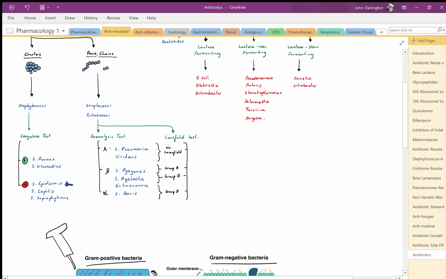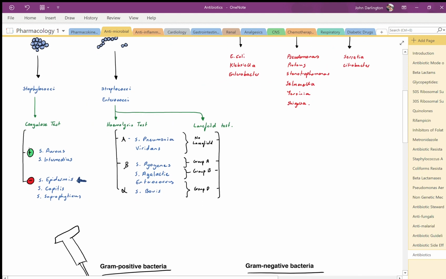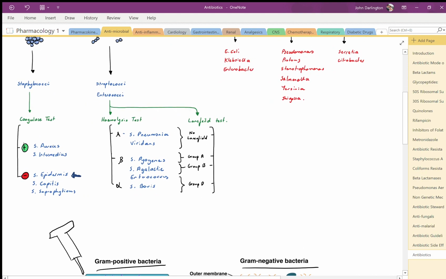Don't worry about this. What we're going to look at here is the bacteria that you've definitely heard of, called Staph aureus. Maybe you've heard of Staph epidermidis. And also things like Strep pneumoniae or Strep pyogenes. These are some big bacteria that you may or may not have heard of, but you should probably have.